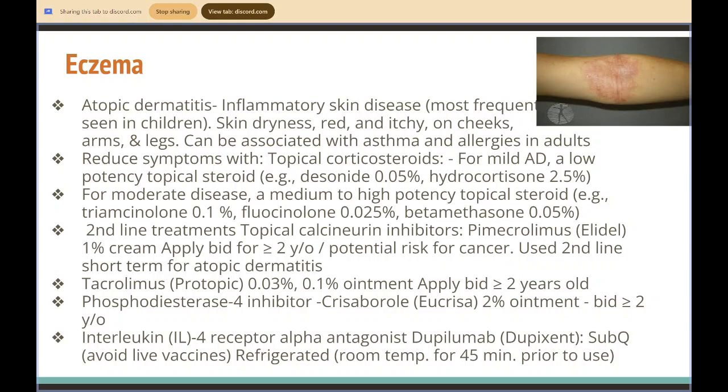Another second line is going to be a PDE4 inhibitor, Eucrisa, and this is going to be similar instructions in a 2% ointment. And then last but not least, we have Dupixent. And this is going to be an interleukin 4 alpha antagonist, and it is sub-Q. If you're on this, you counsel the patient to avoid live vaccines. It is refrigerated, but you want to bring it to room temperature 45 minutes prior to use.